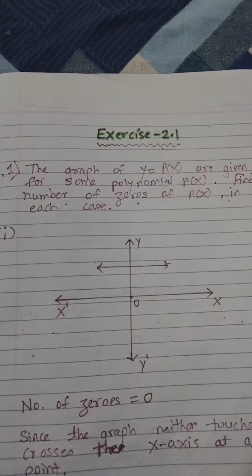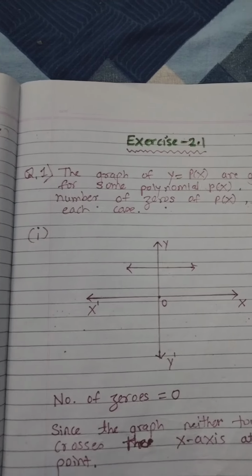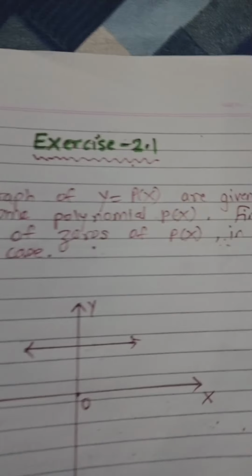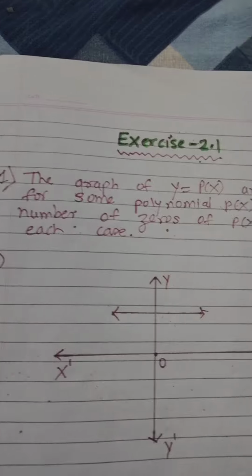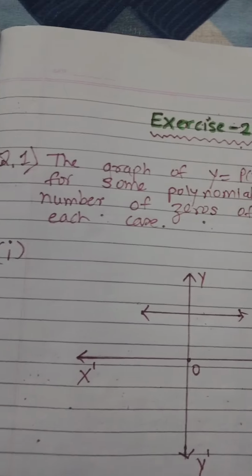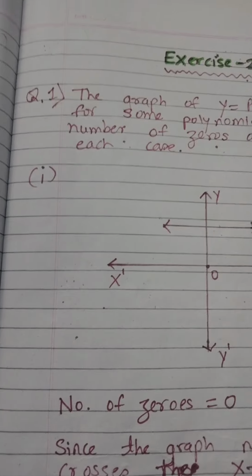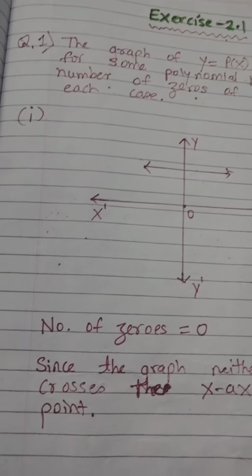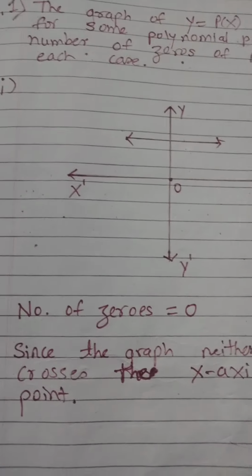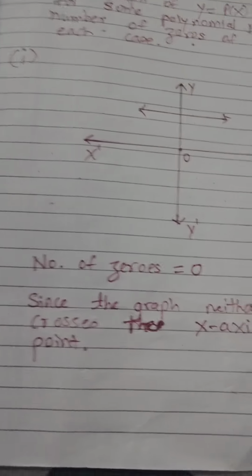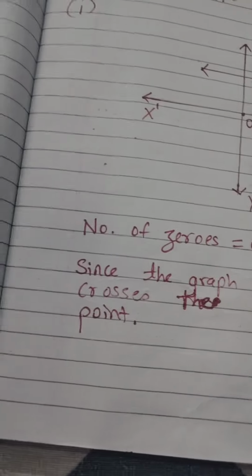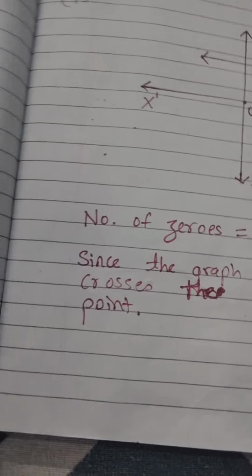Today we see question number 1 of exercise 2.1 of Maths NCERT class 10th. Question number 1: the graph of y equal to p(x) is given for some polynomial p(x). Find the number of zeros of p(x) in each case. So question number 1 shows the graph of the polynomial. Here there are no zeros, that is, the number of zeros is equal to 0, since the graph neither touches nor crosses the x-axis at any point.